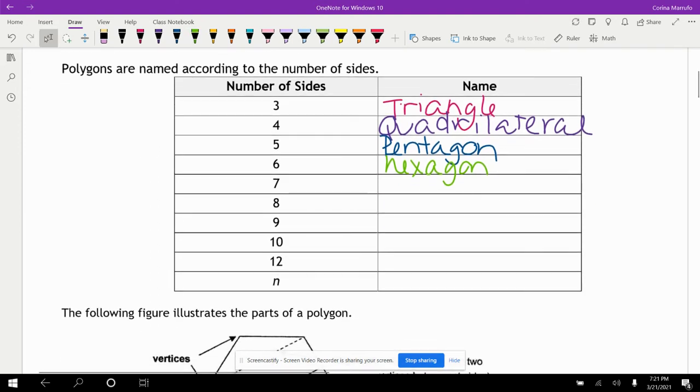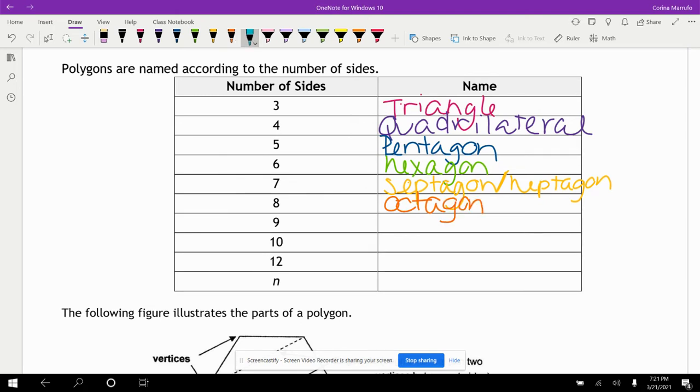A 7-sided figure. So if it has 7 sides, this one actually has 2 names. It's either a septagon, but you might also see it as a heptagon. Heptagon. Okay, so for some reason this one has 2 names, septa and hepta. Okay, 8-sided. So an 8-sided figure is an octagon.